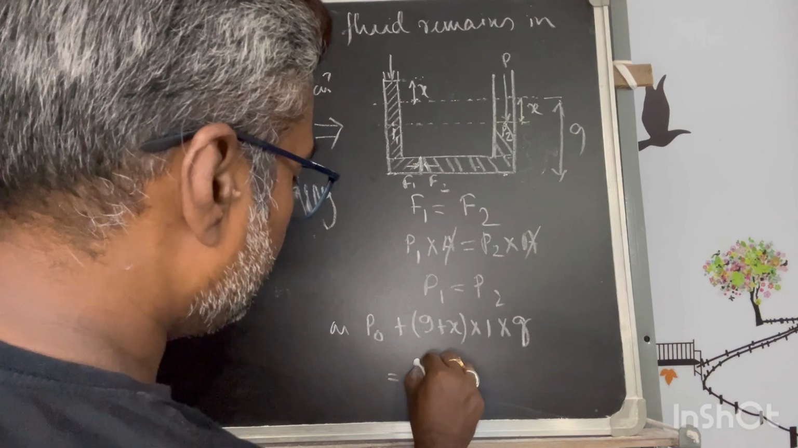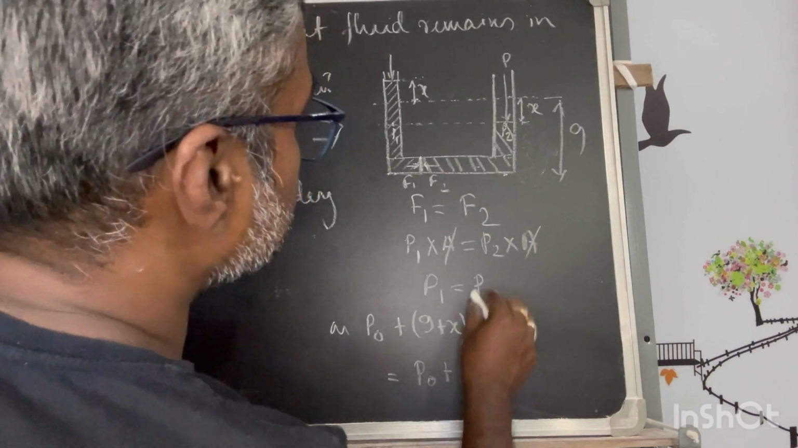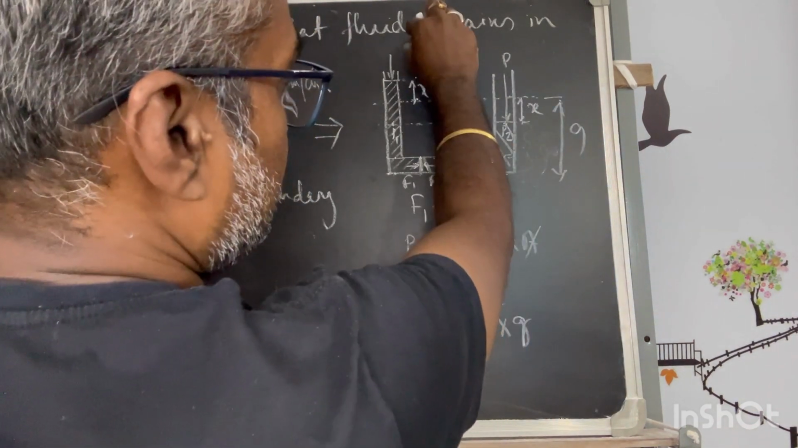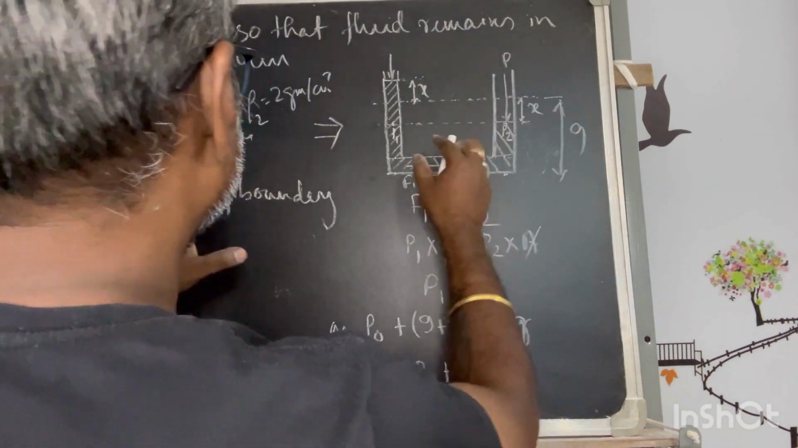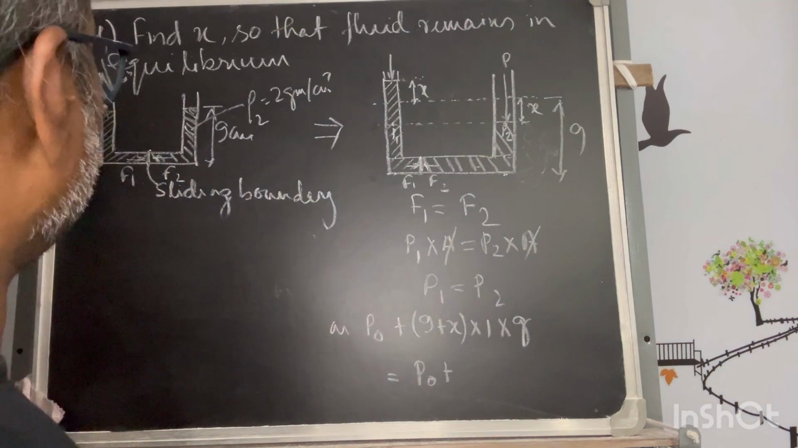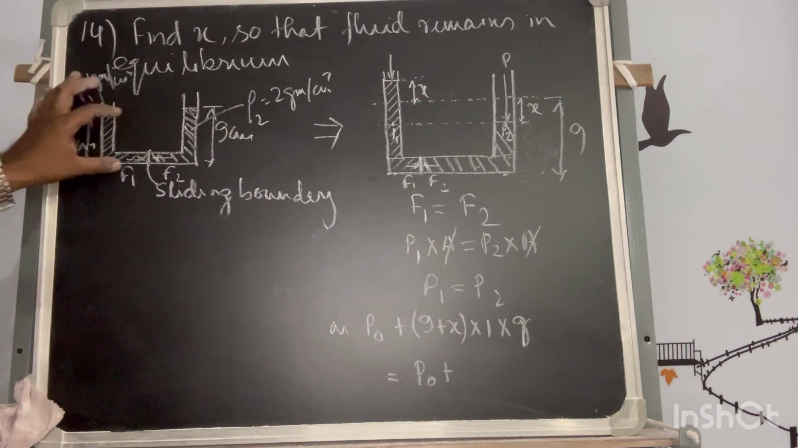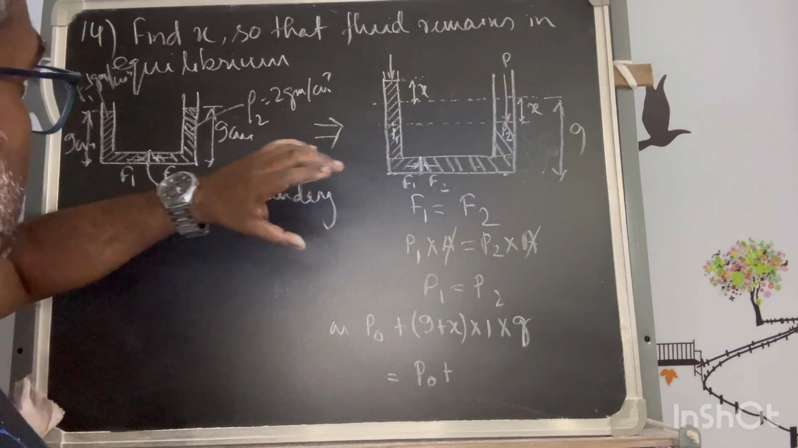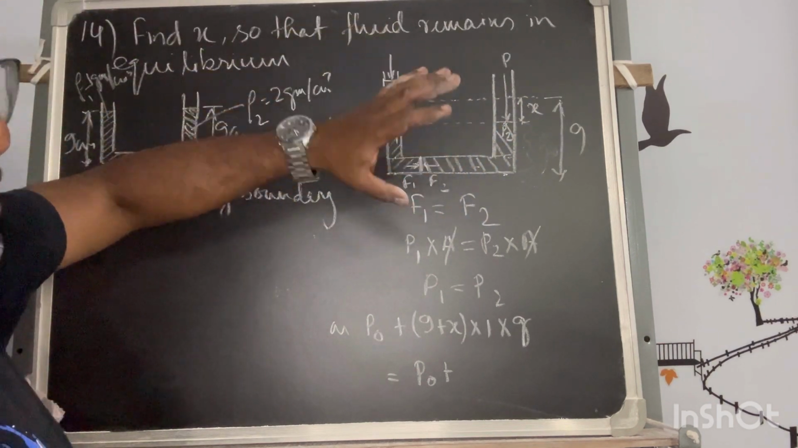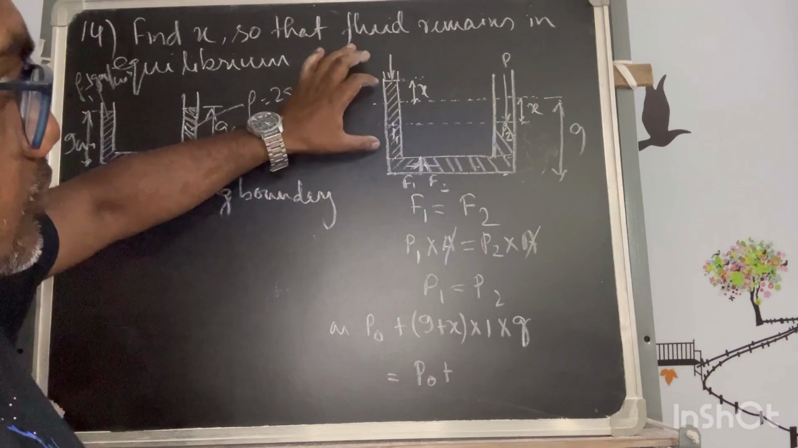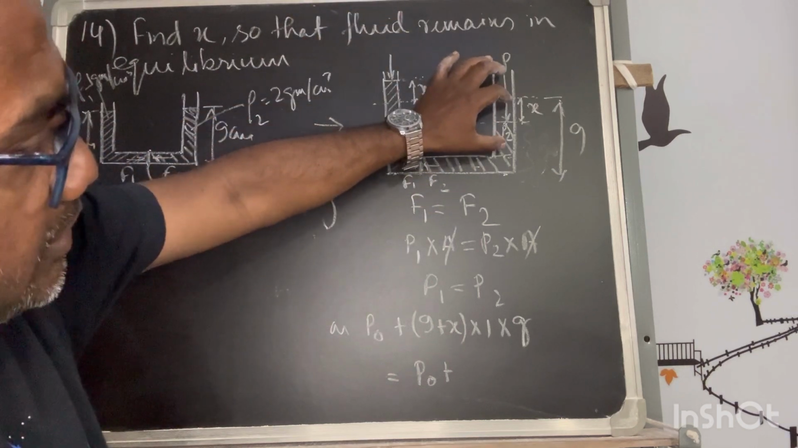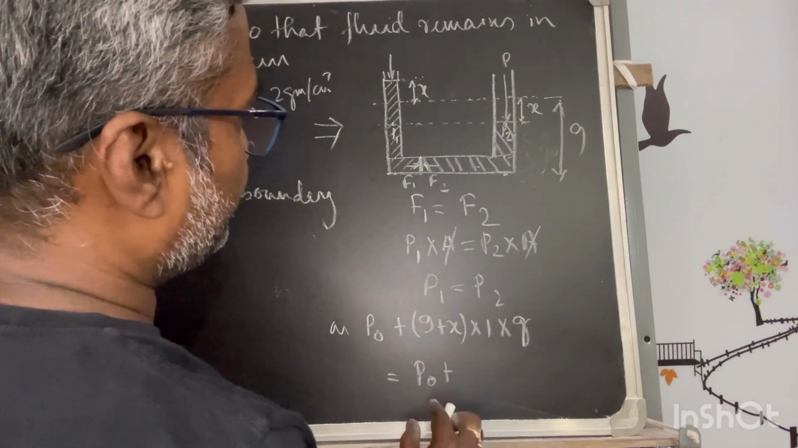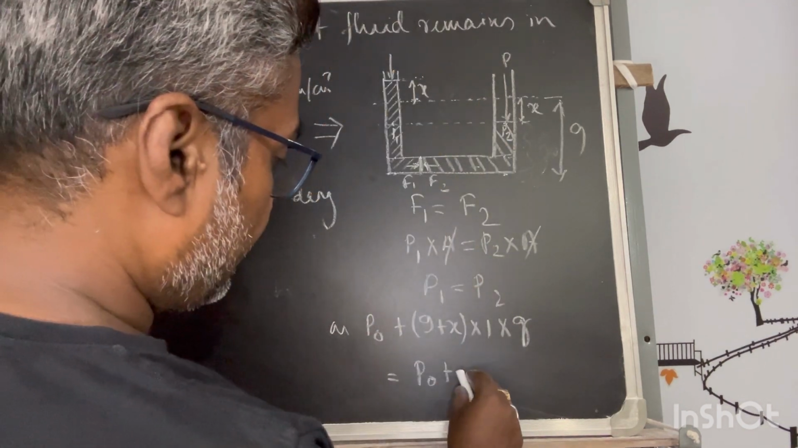In P2 this will be P0 plus this is 9, so x similarly will come down because x is rising up. Initially they are said to be the same, so it is equally transmitting. There is no compression in the fluid, so whatever height it gains, the same height we can assume it comes down, because these are incompressible fluids.